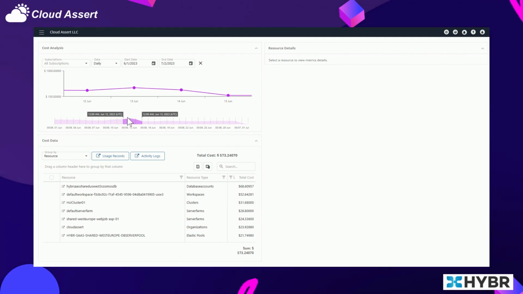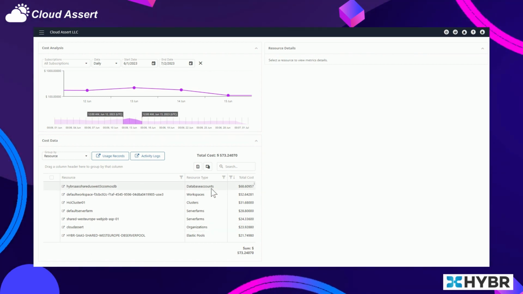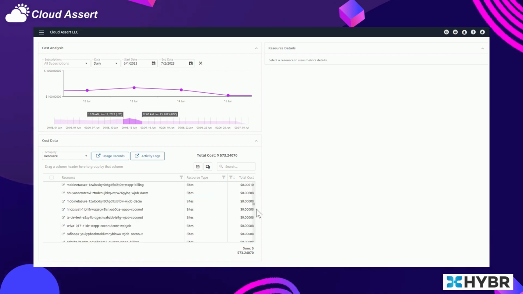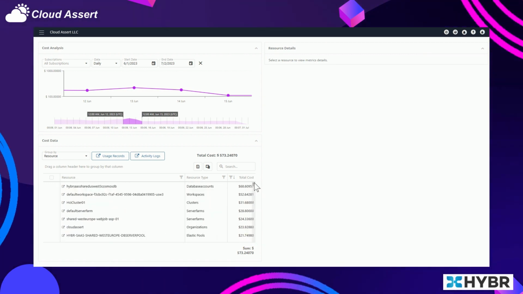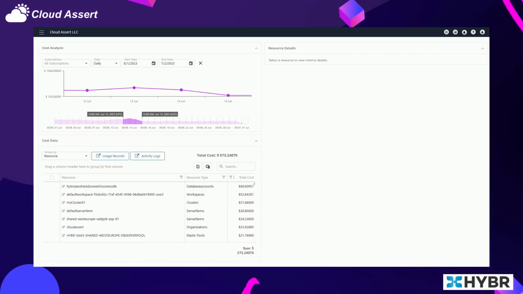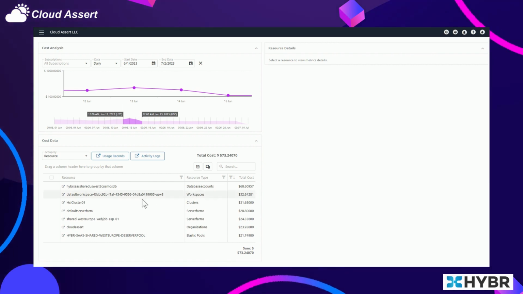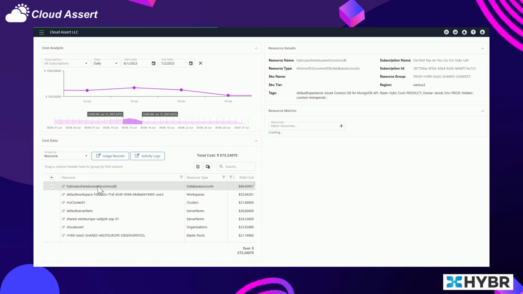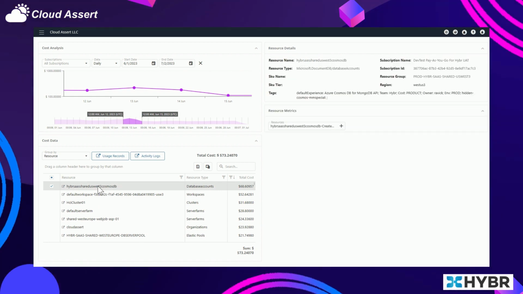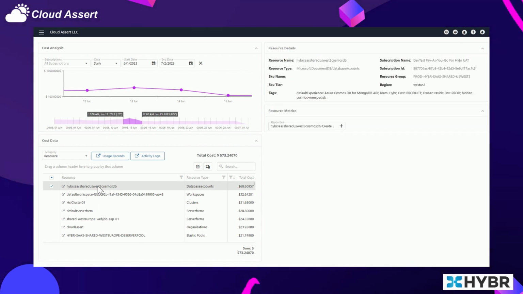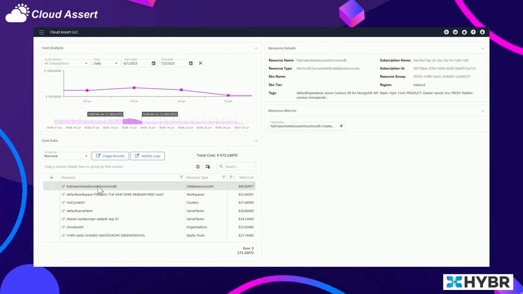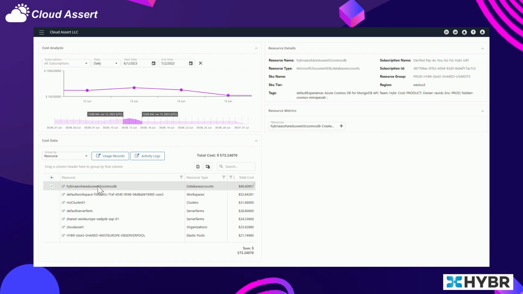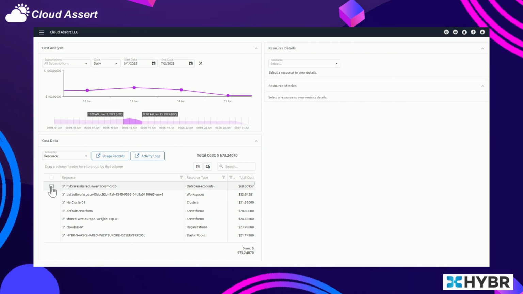So after narrowing down the time, I can see the resources utilized during this time and be able to look at their cost, and it's already sorted based on the highest spend. And if I select a particular resource, all the metadata, whether it is the SKU tier, which resource group, what tags, everything comes and displays in the same workbench view.